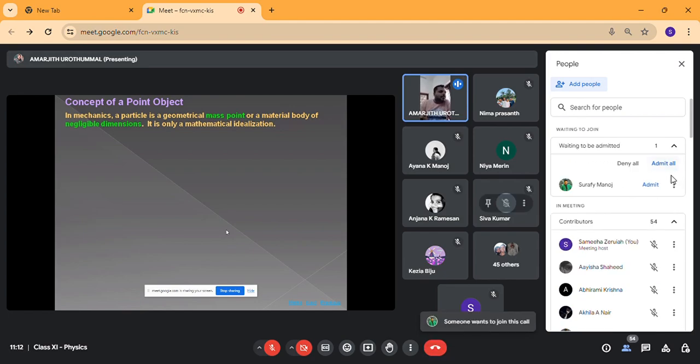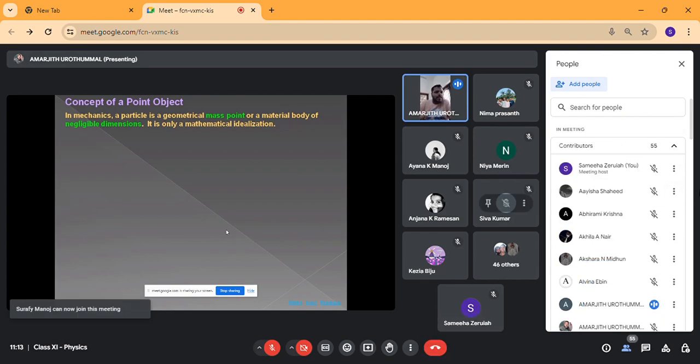Point object means if the size of the object is less compared to the distance traveled by it, it can be considered as a point object. My question is this ball. Are you seeing the ball? Yes, sir. The ball can be considered as a point object or not? Yes. Yes, ball can be considered as a point object.